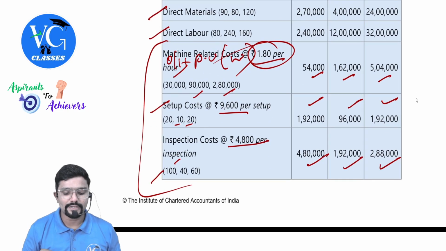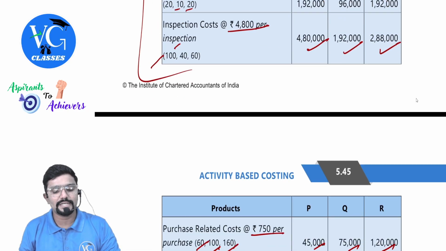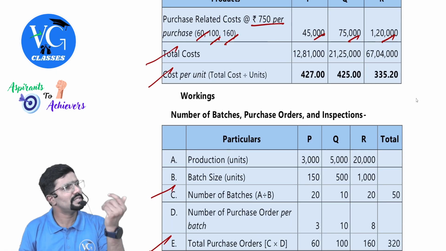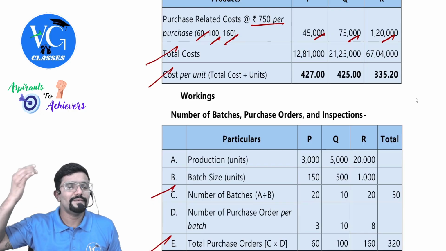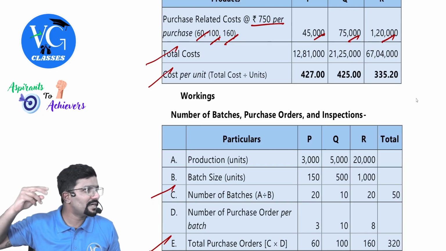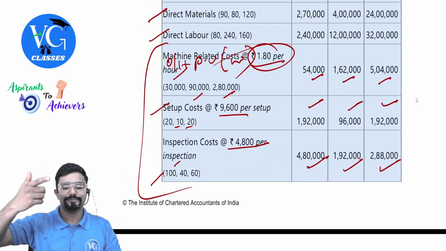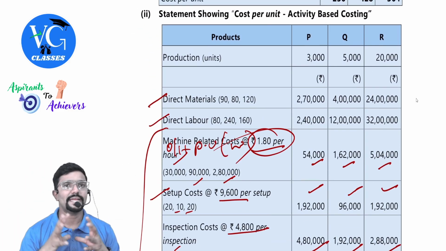Whatever I have done till here, from here, that is machine related, setup, inspection, purchase related, all this you do as a working note. You will get total overhead, divided by number of units. You will get overhead cost per unit. That you bring it here.